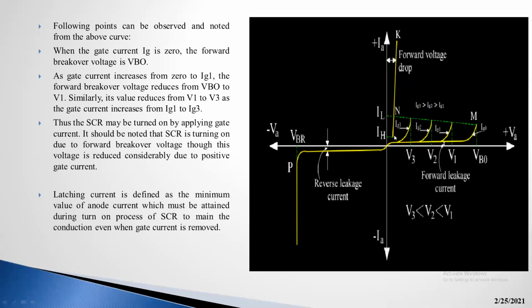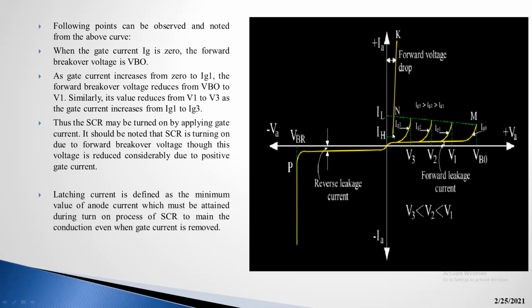Then only the SCR can be turned off. The anode current should be below the holding current, less than the holding point. Then only the SCR can be turned off.